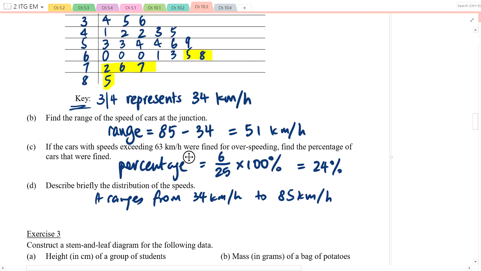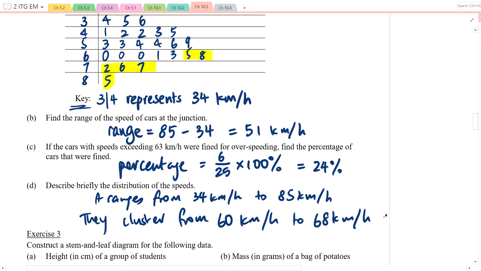Okay, so listen carefully. They cluster from 60 kilometers per hour to 68 kilometers per hour with a peak, or you can say with a mode, of 60 kilometers per hour. Okay, they cluster from 60 to 68 with a peak or with a mode of 60 kilometers per hour.